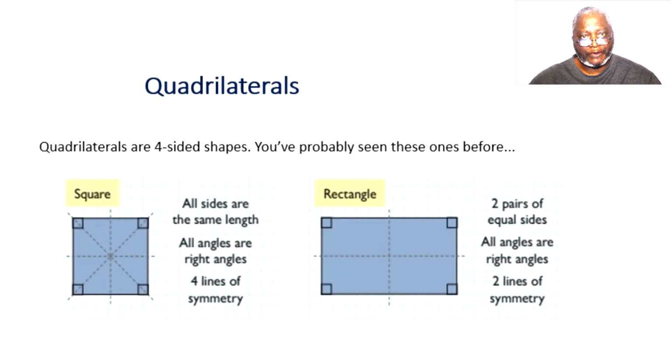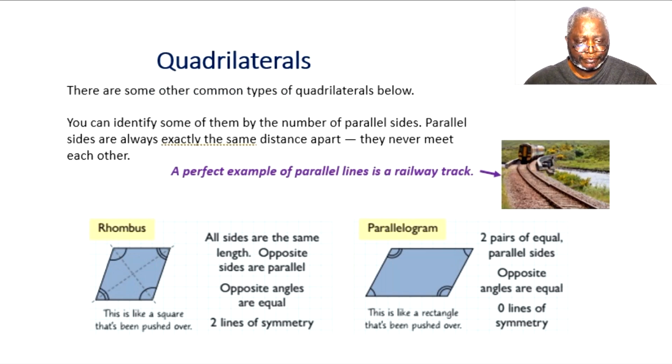Quadrilaterals are four-sided figures. They do not have to be squares or rectangles, but squares and rectangles are in the quadrilateral family. Let's look at other quadrilaterals. You can identify some of them by the number of parallel lines. Parallel sides are always exactly the same distance apart. They never meet. A perfect example is a railway track. And then you have the rhombus, which is like a square that is squashed. All sides are the same length. Opposite sides are parallel and opposite angles are equal. It has two lines of symmetry.